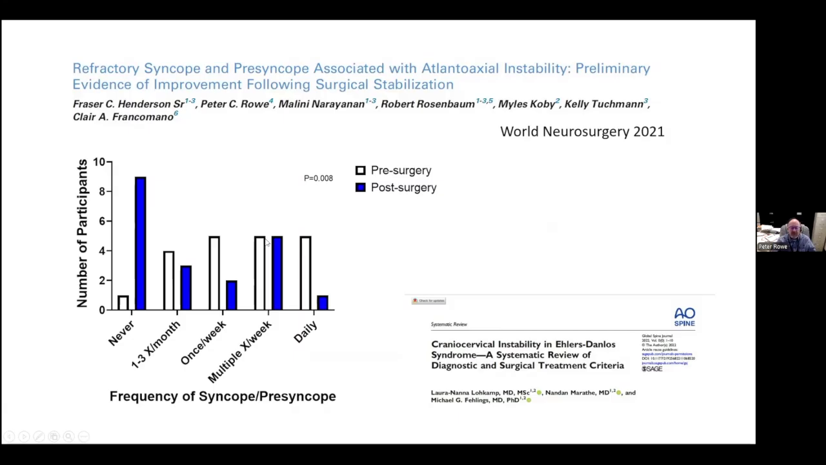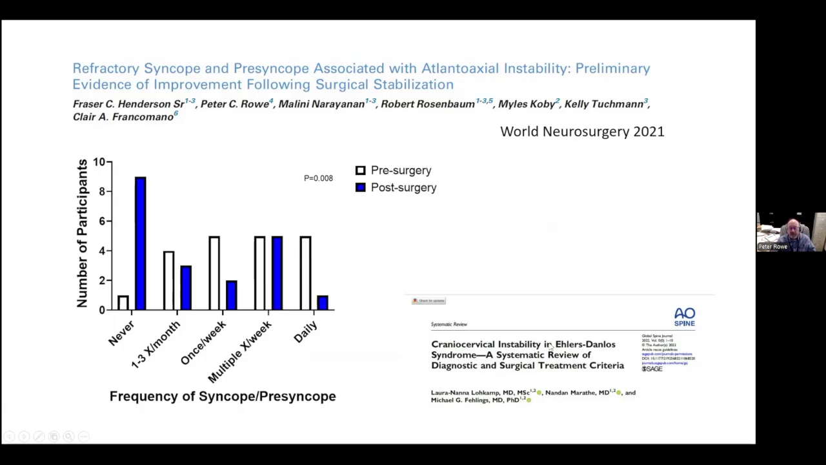I think it was a total N of 20. Another five had multiple episodes a week, and another five had one a week. So, only one person had never had syncope or pre-syncope. And then after surgery, look at how this curve shifts. Many fewer people having daily syncope, and many more having resolution of their symptoms. So this was a highly significant difference.